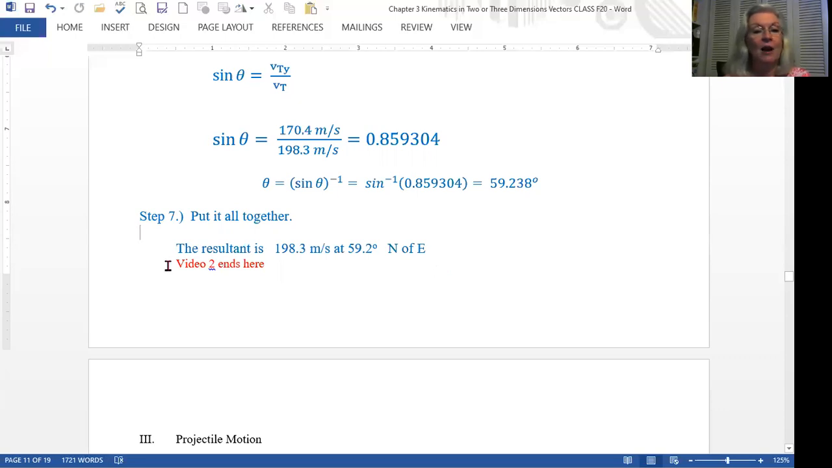And that will stop video 2. We'll do projectile motion in video 3.